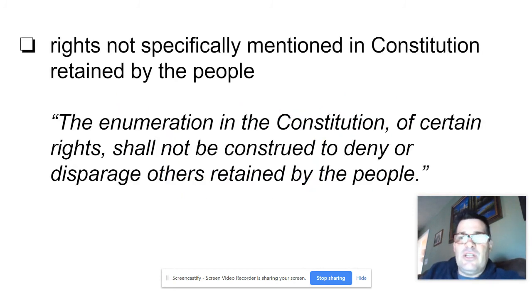Rights not specifically mentioned in the Constitution are retained by the people. So there are other rights other than the Bill of Rights. And it's just saying, don't assume that just because we didn't mention it, the people don't have a right to it. Let me read the actual amendment. The enumeration in the Constitution of certain rights shall not be construed to deny or disparage others retained by the people. So if there's a tradition in America that you have a right to something, then you still have that right. Cool. All right, that's done. It's easy. Make sure you pause it if you need to.